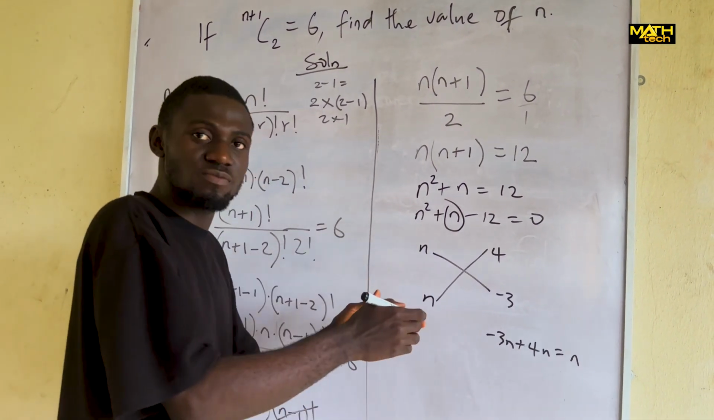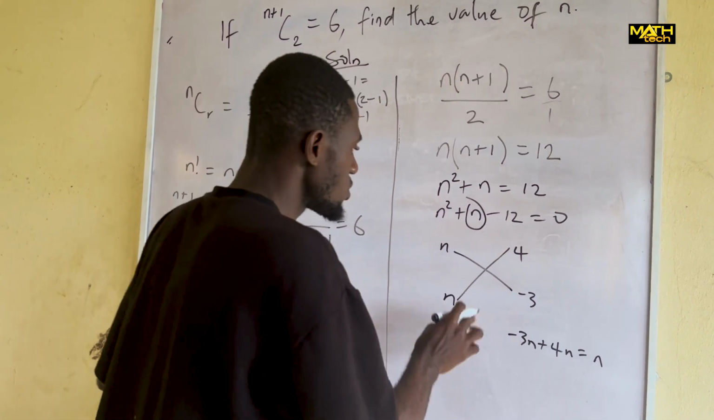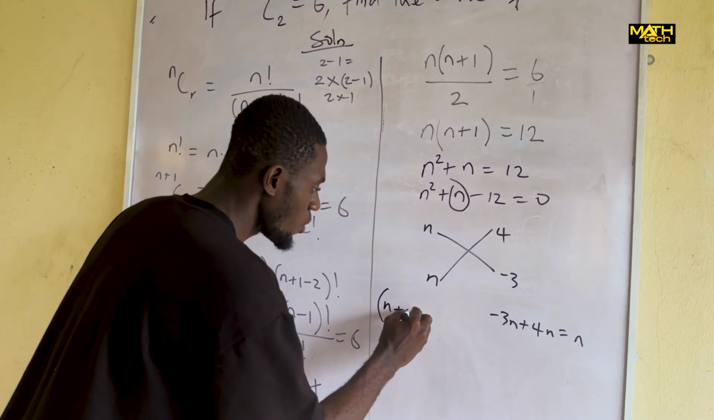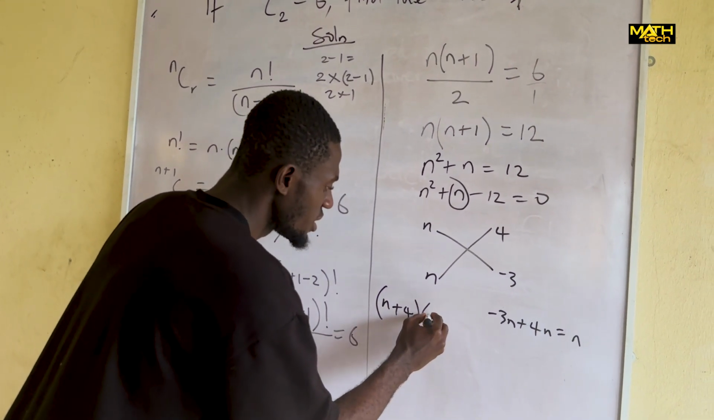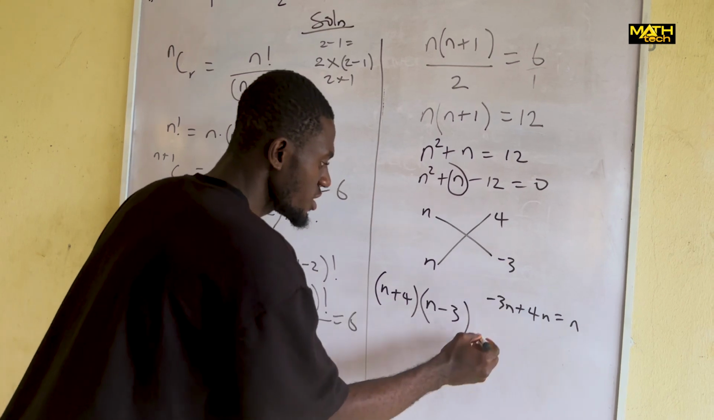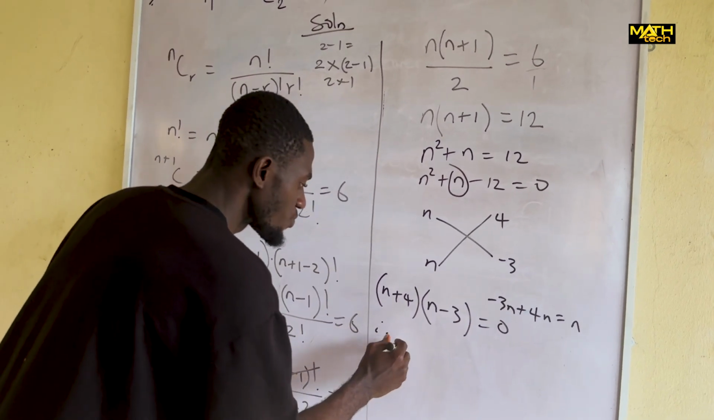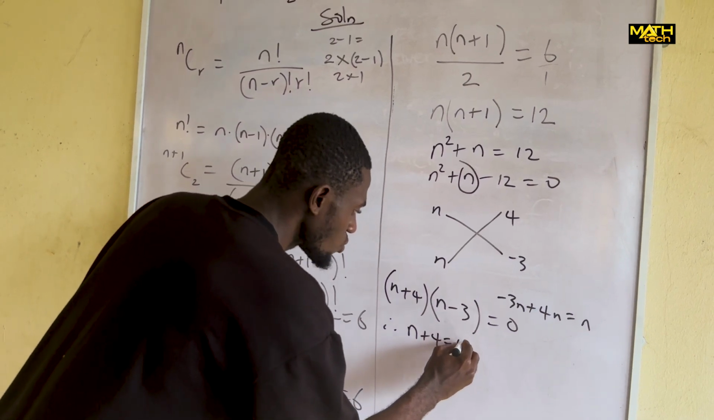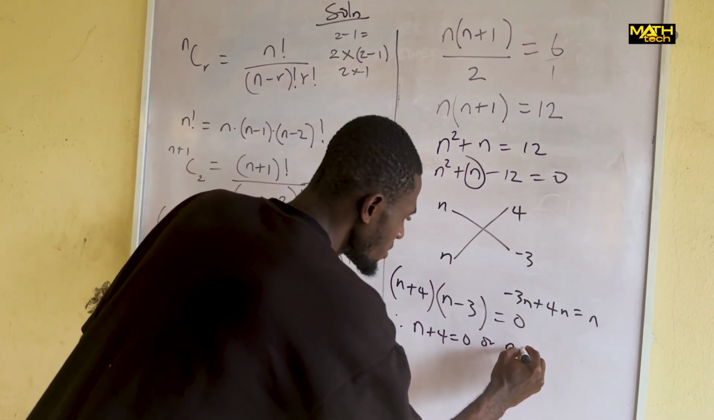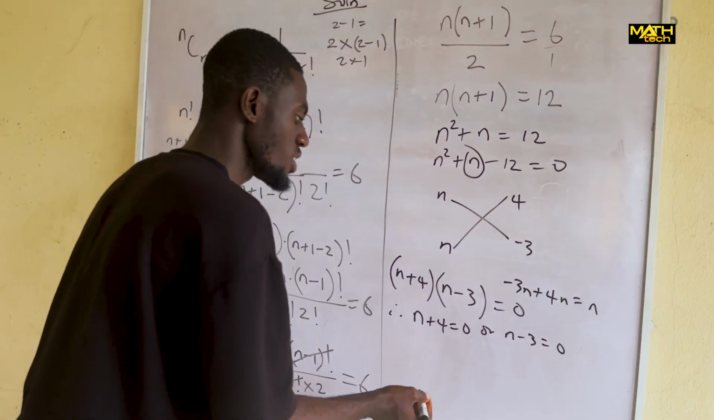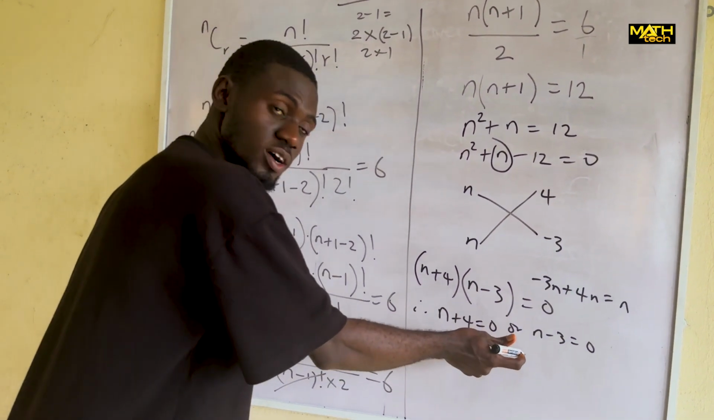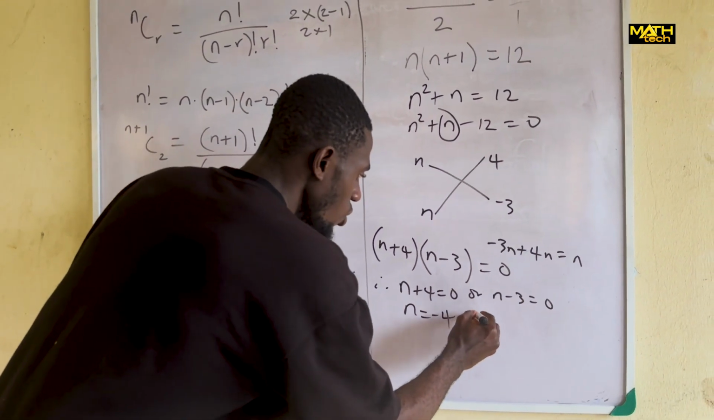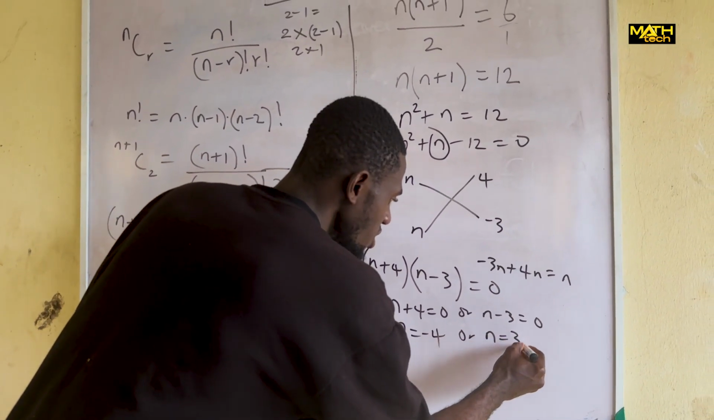So we have gotten our factors, so we just have to pick. Since this is positive, here we'll have bracket n plus 4, and here we'll have n minus 3, since this is negative, and this will be equated to 0. So therefore, our n plus 4 is equal to 0, or n minus 3 is equal to 0. So when this crosses over, we're having our n here to be minus 4, or our n here to be what? Positive 3.